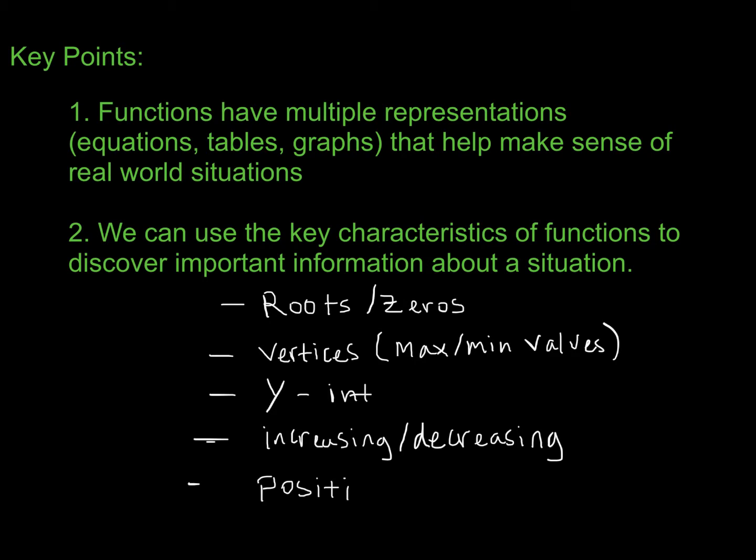As we saw in the last situation, we were looking at the roots, and we noticed that if the number of people that are entering is negative, that doesn't make a whole lot of sense. So what we can think about is, what does that mean in the context of the situation? That probably means that the amusement park is closed. So these key characteristics are going to help us understand situations, whether they're represented with an equation, with a table, or with a graph. So we'll get some more practice.